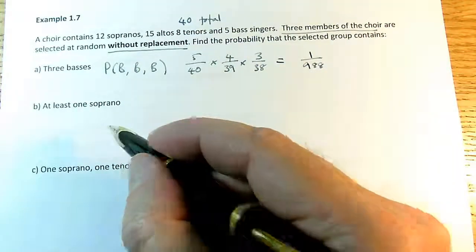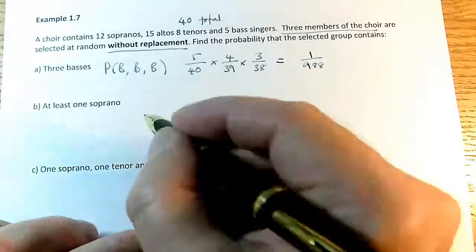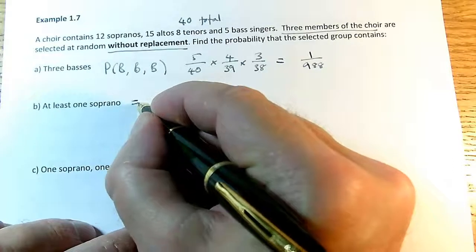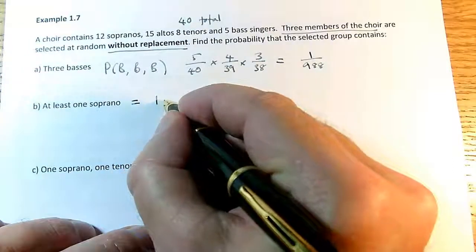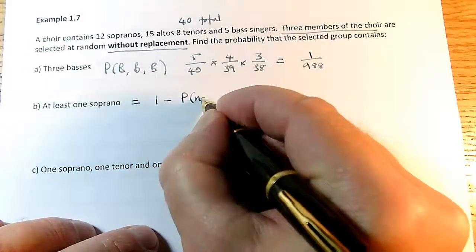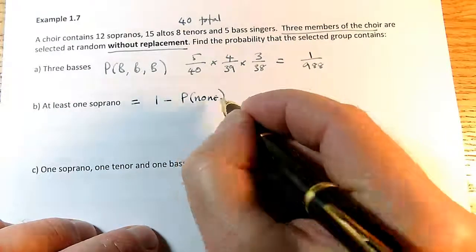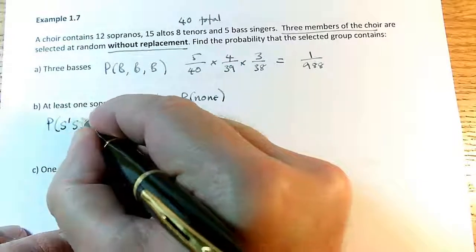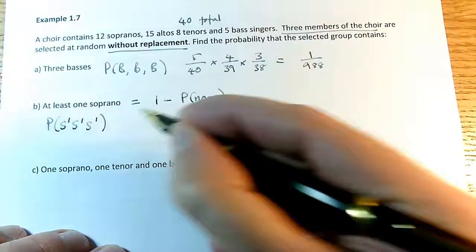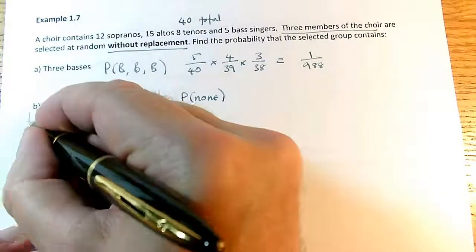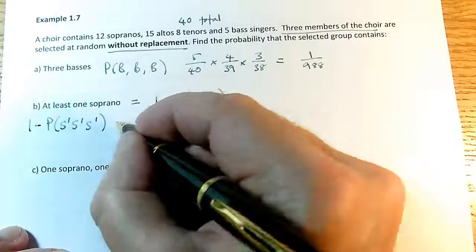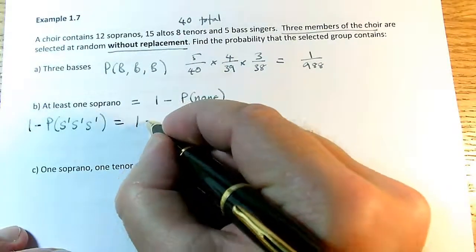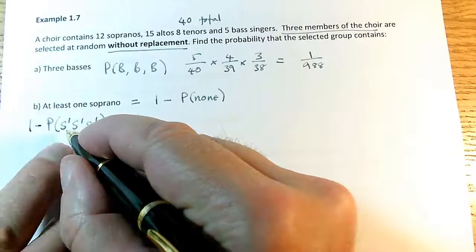Okay, part B, at least one soprano is nearly as easy as that, because remember the probability of at least one is 1 minus the probability of no sopranos. So therefore I want the probability that the first one's not a soprano, this next one isn't, and the next one isn't. And then I want to take that away from 1. So I'm doing 1 minus. What's the probability I don't get a soprano?